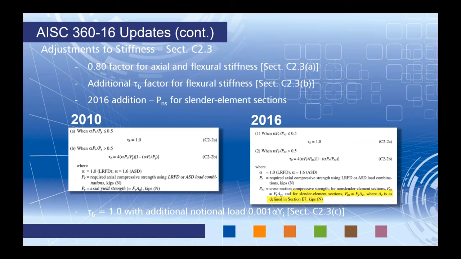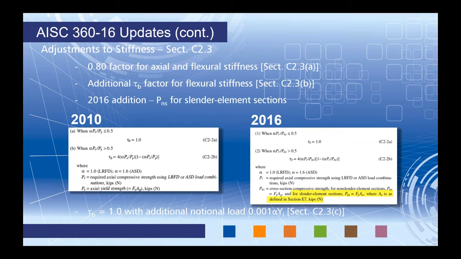There's also an additional tau sub B factor that should be applied to flexural stiffnesses. And tau sub B really depends on the required axial compressive strength. In other words, what is the axial force in the member due to the analysis, as well as the axial yield strength of our member?